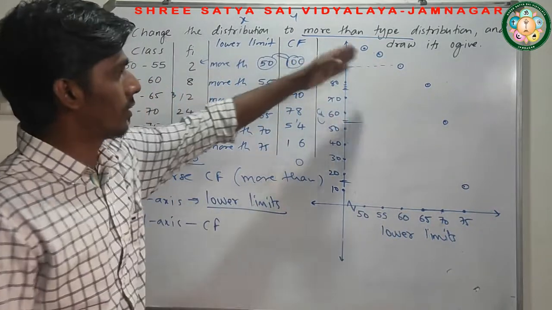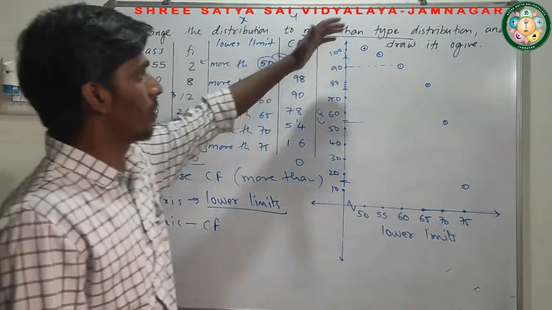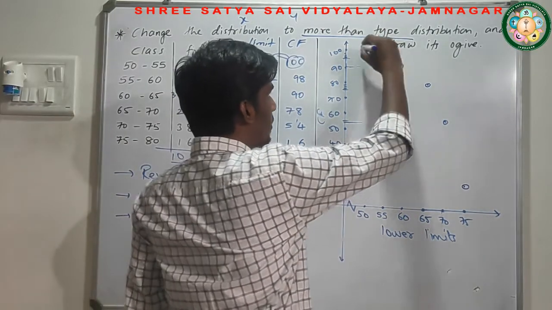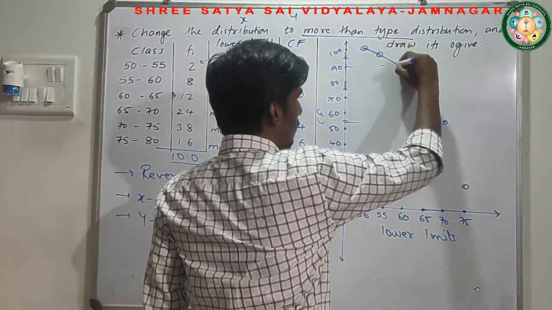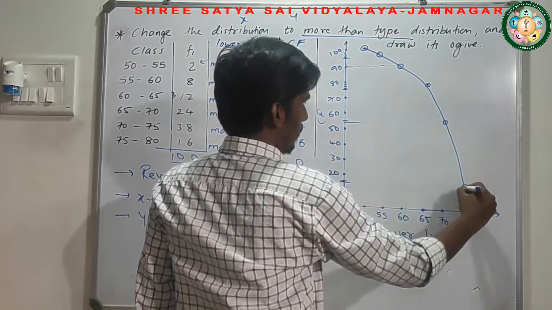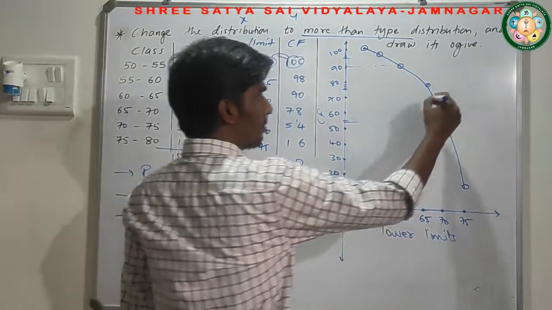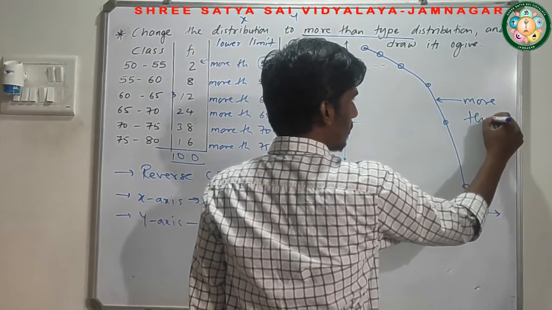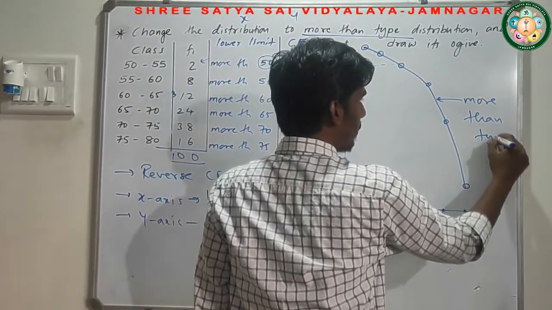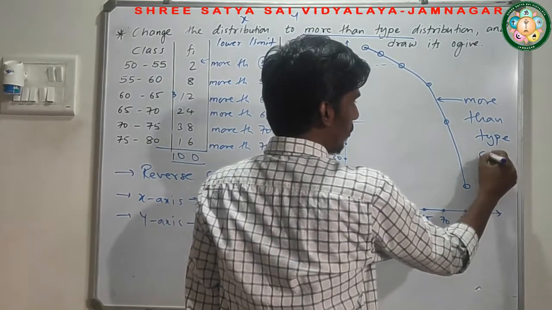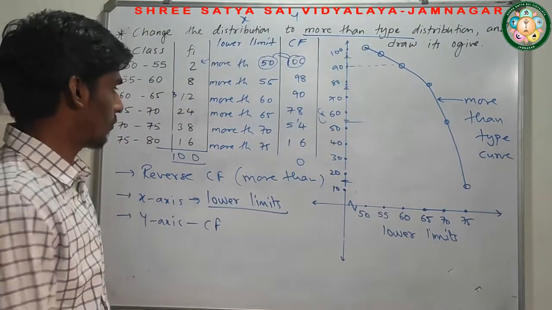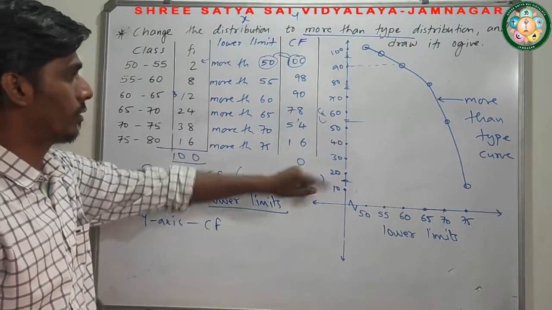So if we look at the curve, we are getting more than, from top to bottom. Now with a free hand, join all the points. So this is the more than type curve, or you can write ogive in short, then also it's fine. So this is the way I got the curve.